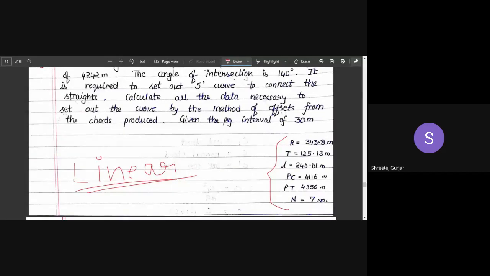Angle measurement instrument. Prismatic compass, correct, very good. Any other instrument? Theodolite, correct, very good. So a theodolite or any other instrument which measures angles. Now we are dealing with the horizontal plane, hence we are calculating horizontal angles.